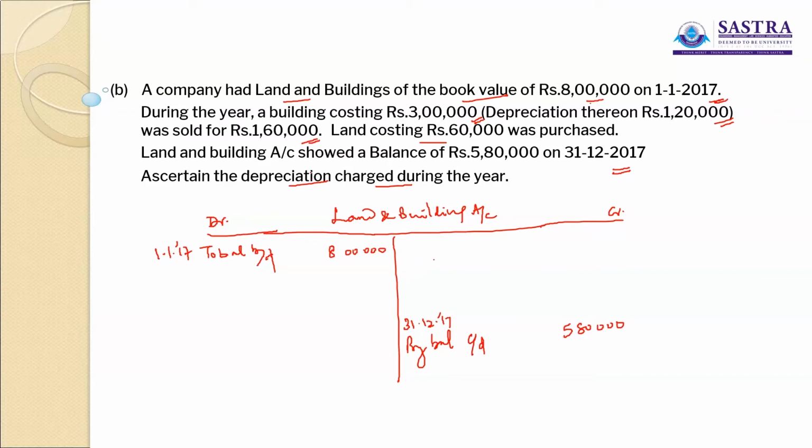So we have to give effect to the book value, because the opening and the closing values are at book value. So now the book value of the building sold should be accounted for in the ledger. So what is the book value? Cost minus depreciation. So 3 lakhs is the cost less depreciation.